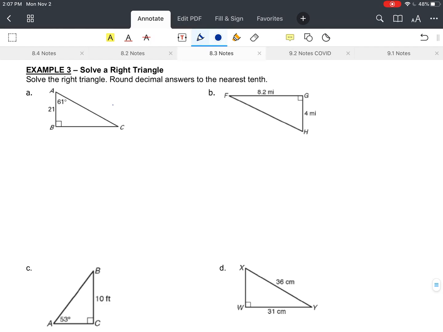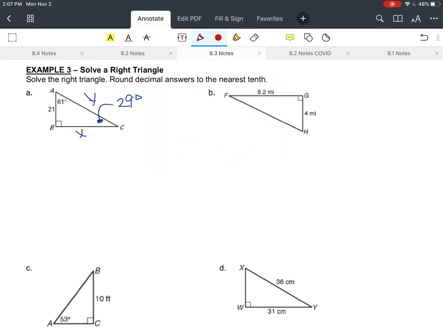Well, angle C is pretty darn easy to find because angle C is just going to be 90 minus angle A. All 3 angles have to add to 180. This one's already 90, angle B is already 90. So angle C would just be 90 minus 61, which is 29 degrees. So that would be angle C. Now I know all my angles. I have to find my other 2 sides.